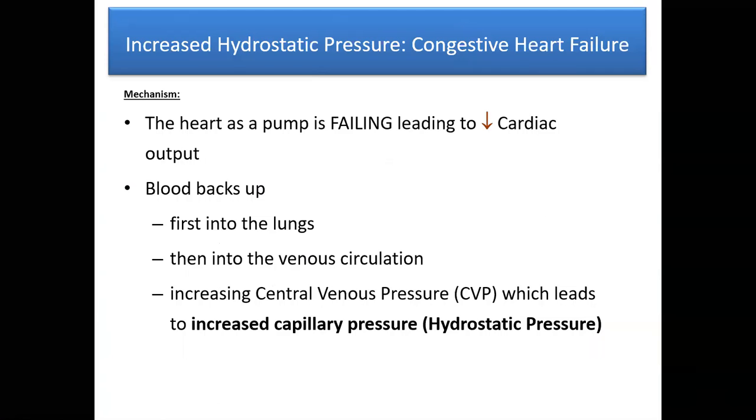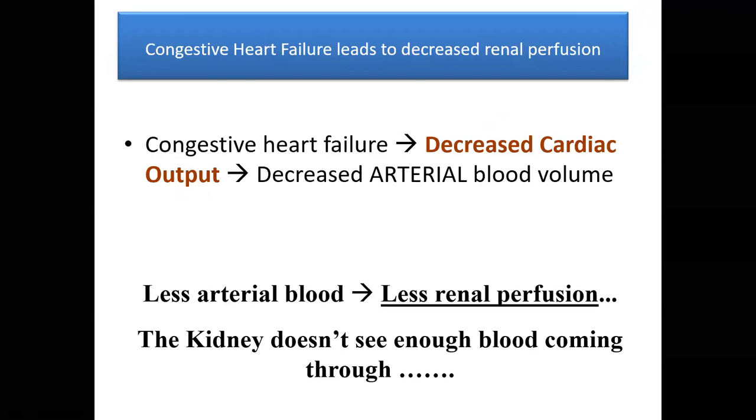So the heart has failed, it is not pumping blood. So the blood will first back up into the lungs and then into all the venous circulation, and this will increase the hydrostatic pressure. This is the first mechanism. Then congestive heart failure also leads to decreased cardiac output and less arterial blood. So the kidneys don't see the blood that was supposed to be coming, but it's no longer coming because the heart is not pumping enough blood.